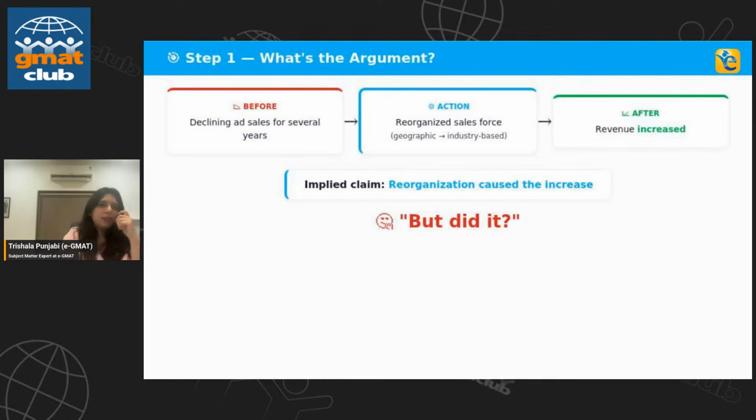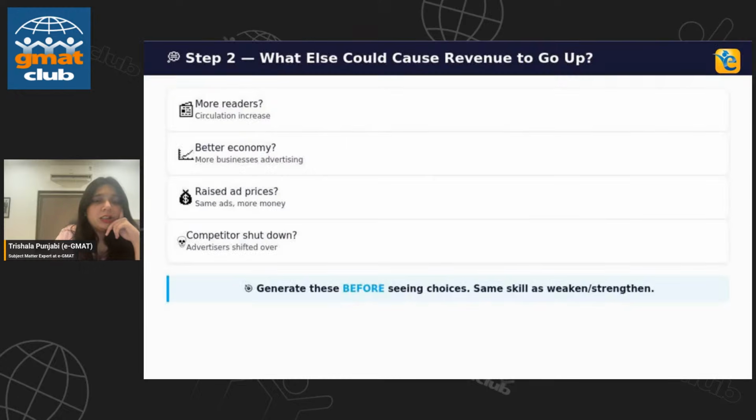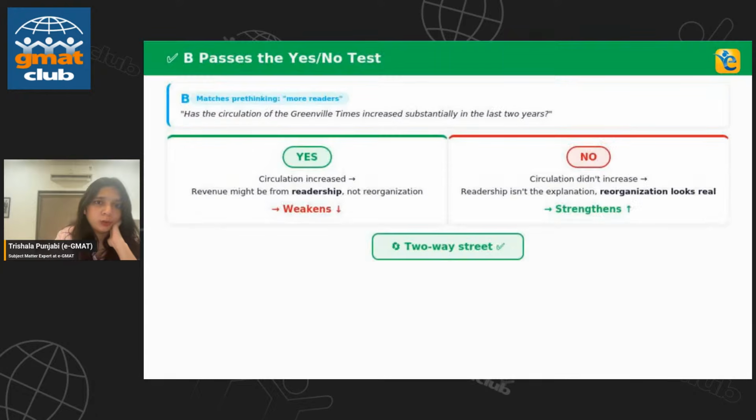Think about it. Take a beat. Either there could be more readers, because of that the revenue increased, or better economy, because of that, there's more businesses advertising. Maybe you raised ad prices, so you have the same revenue, more money. Maybe a competitor shut down. So essentially, what are we doing here? The same thing that we did in strengthen and weaken, right? We are pre-thinking what else could cause the revenue to go up.